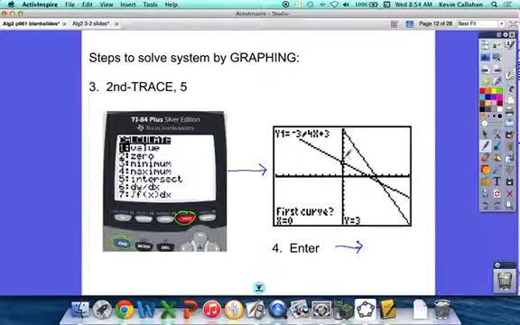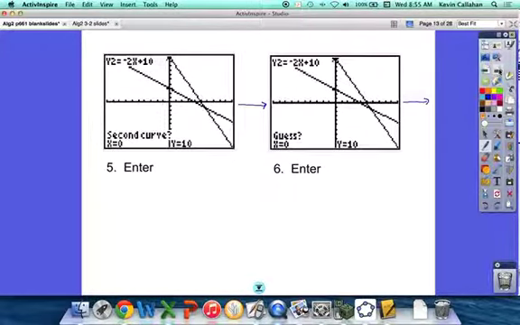Yeah, x equals 0, y equals 3. It's right there at this point. And are you okay with that being your first equation? Sure. So you just hit enter. Hit enter. Step 4, hit enter. And when you do, it should look like this.